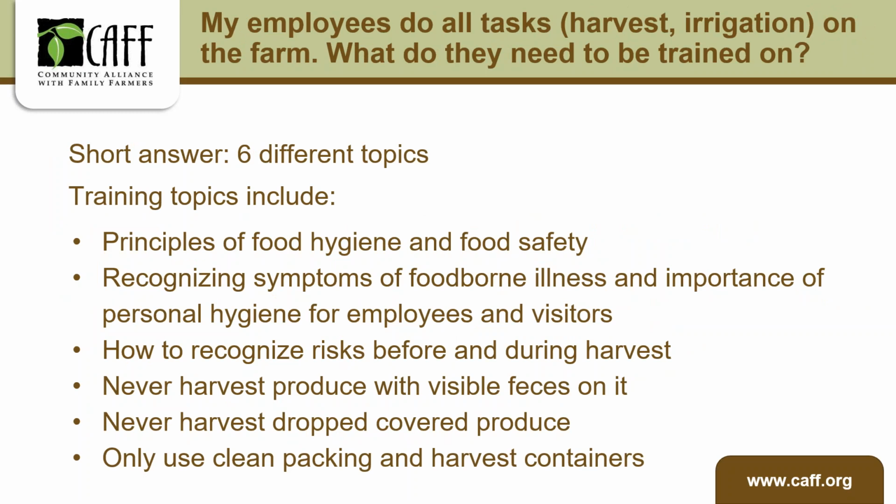To go through that a little bit more, this question is, my employees do all the tasks on my farm, from harvest, irrigation, cultivation, all the different tasks. What do they need to be trained on? Under FSMA, the short answer is 6 different topics. Those training topics need to include principles of food hygiene and food safety, recognizing symptoms of foodborne illness, and the importance of personal hygiene for employees and visitors.